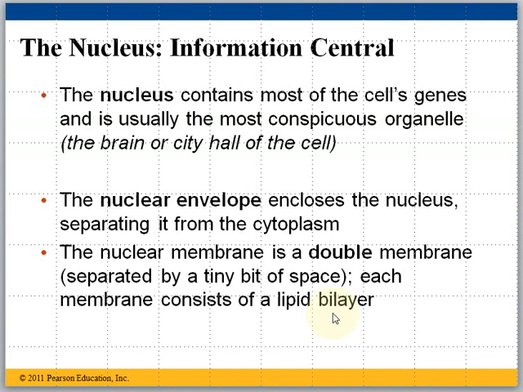It's enclosed by what we call a nuclear envelope. That encloses the nucleus and keeps it separate from the rest of the cell, so it has its own little structure or palace. The nuclear membrane is actually a double membrane, so this envelope that covers the nucleus is two layers, kind of like the cell membrane is, and there's a tiny bit of space between those layers. So it's a lipid bilayer, much like the cell membrane that encompasses the whole cell is.